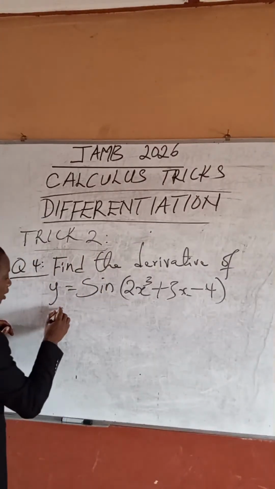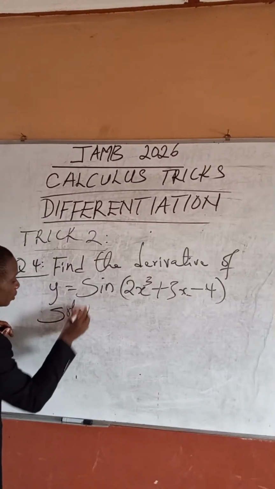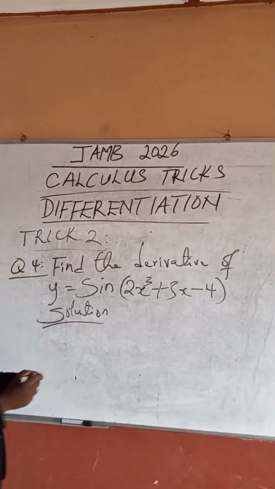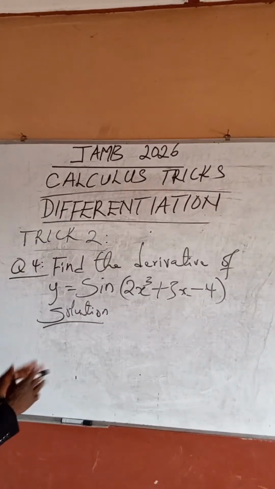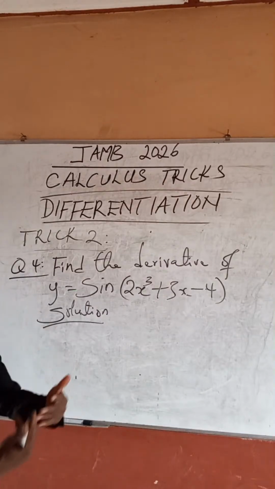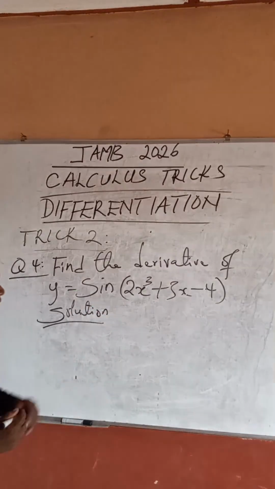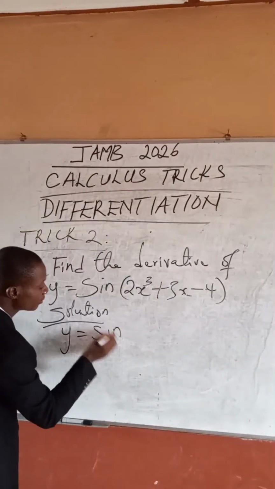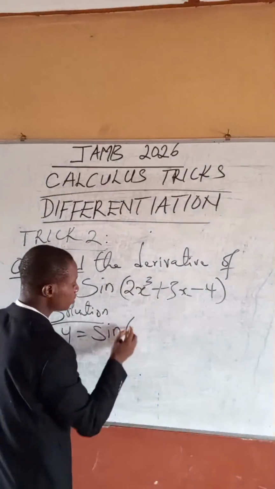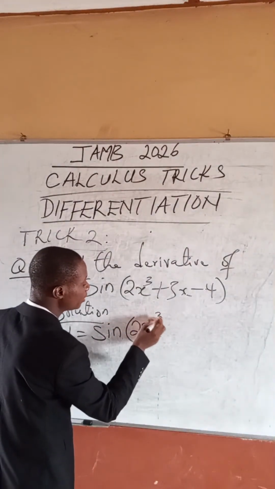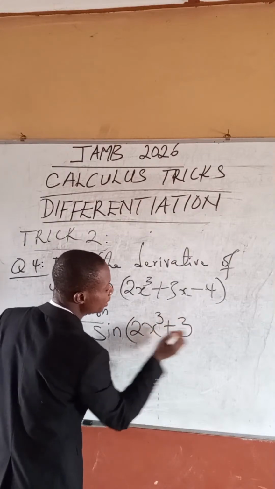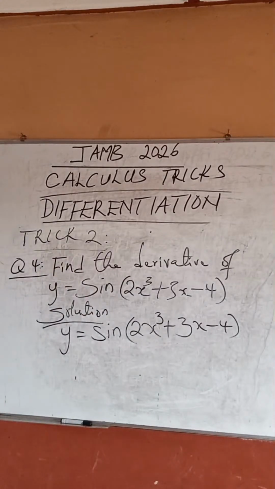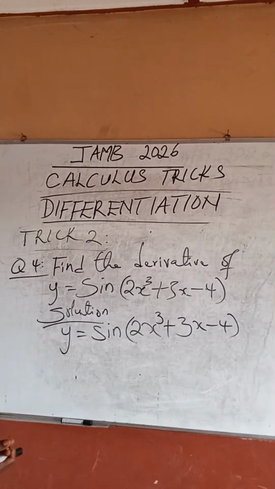Please, I want us to quickly do this. Let's find a solution to this. Most of us were not here at the time we started the class. So what is this going to be? I invite you to join me and do this together. Let's work it out. This is y equals sine(2x^3 + 3x - 4). So what's the solution? Just try it. Let's see how we can solve this together.